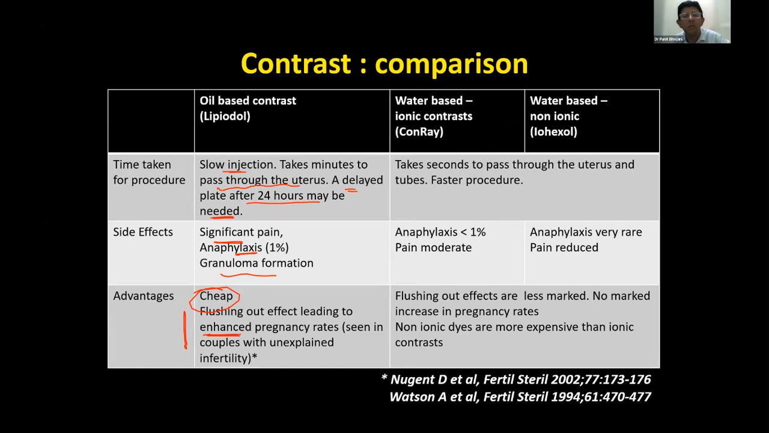So that's the advantage of the oil-based. The Conray is absolutely a fast procedure. That's what we normally prefer. Anaphylaxis is very, very rare. Pain may be there or reduced, and flushing out is less marked. No more pregnancy rates. But non-ionic dyes are more expensive than the ionic contrast. Okay, so they might ask you oil-based and water-based.